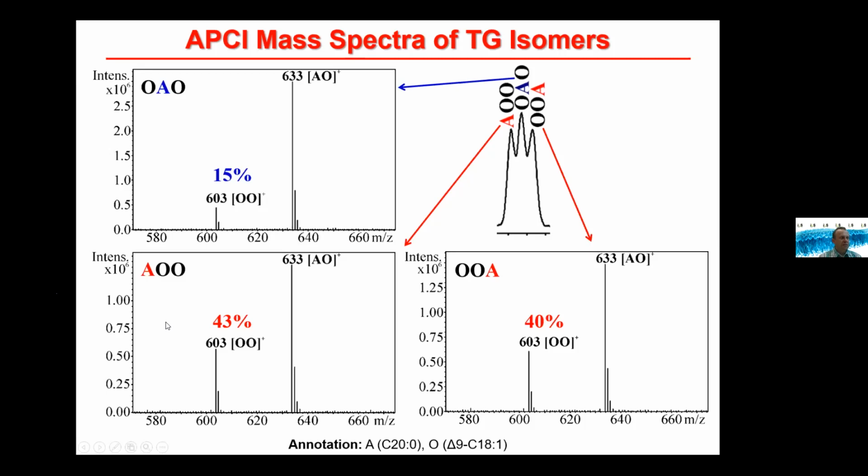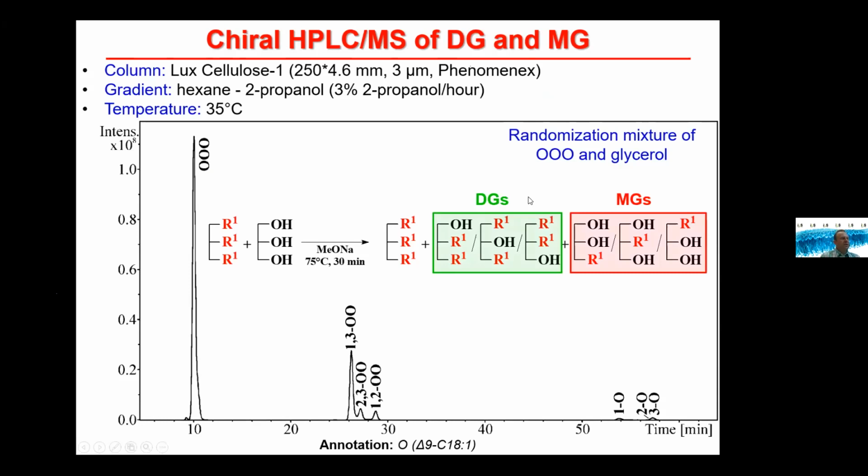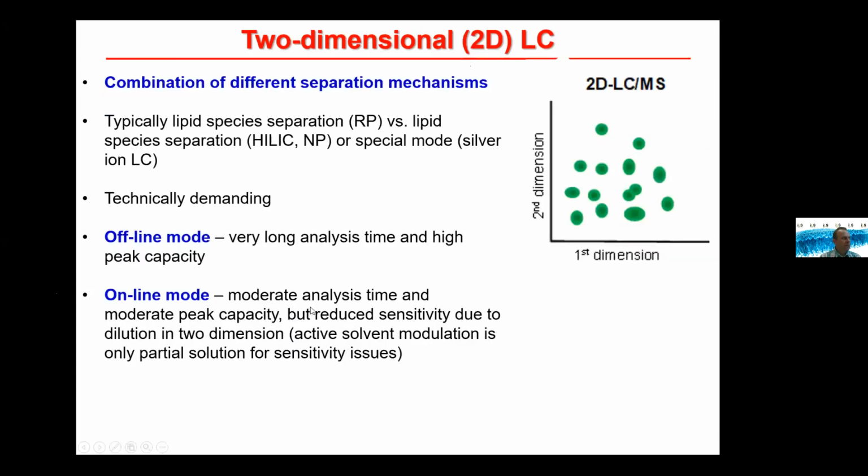By the way, the mass spectra of enantiomers are identical, within the experimental error, and for regioisomers, there is a difference. The same approach may be applied also to diacylglycerols and monoacylglycerols, and they can also be separated using this system.